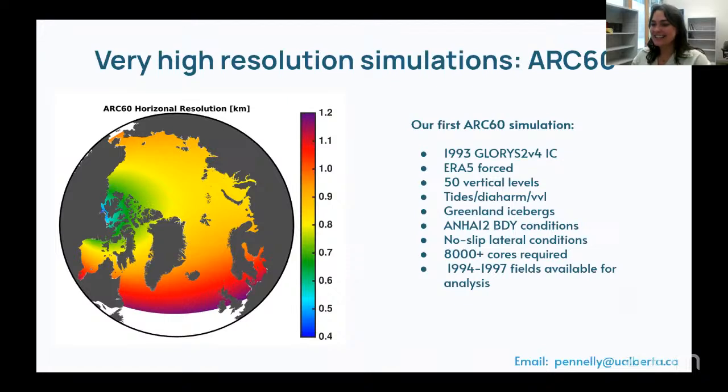So this here is the highest resolution model over the largest domain that we run. This is Arc60, so it's the Arctic at 1/60th of a degree. We can see the horizontal resolution of this in kilometers. In the Canadian Arctic, in Hudson Bay here, we're looking at a scale of 500 meters to a kilometer in grid spacing. And this is all the specs for it.